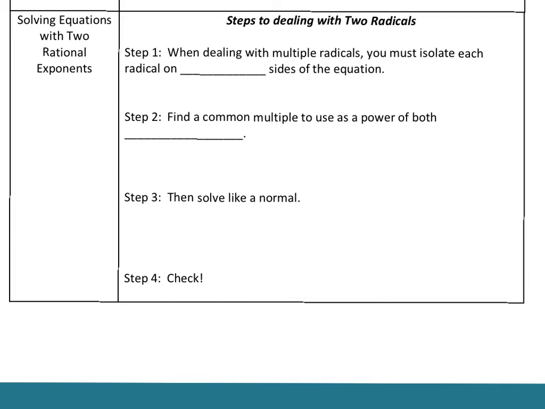Okay, now we're going to be solving equations with two rational exponents. So when solving with multiple radicals, you must isolate each radical on both sides. So one needs to be on one side, the other needs to be on the other. Okay, and then step 2 says to find a common multiple to use as a power of both exponents.